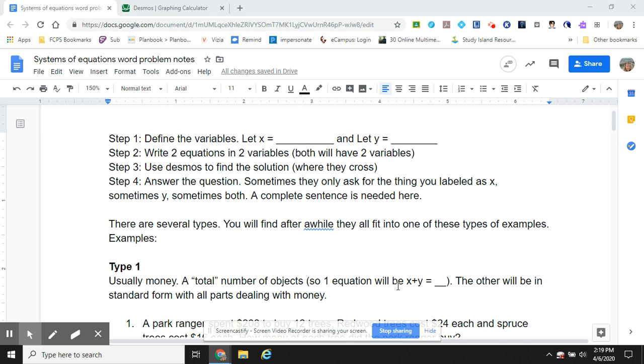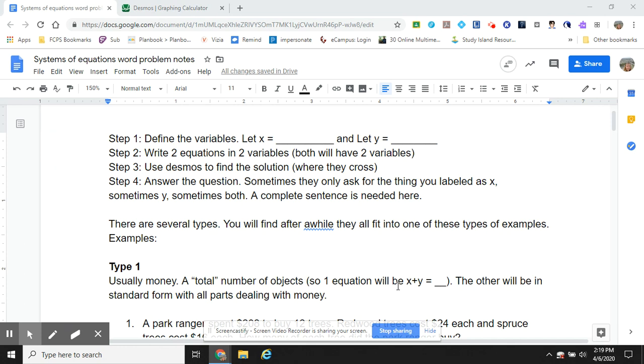Today I'm going to teach you how to write systems of equations from word problems. So step 1, you need to define your variables. You have to tell me what x represents in the problem and what y represents in the problem, because now we have two objects. Step 2, you're going to write two equations with two variables.